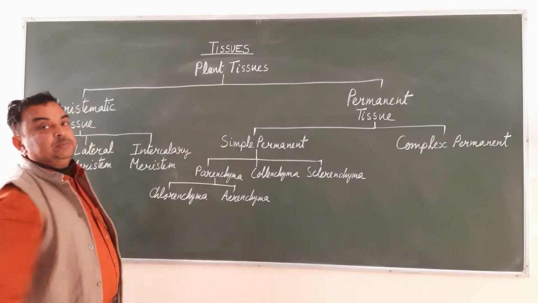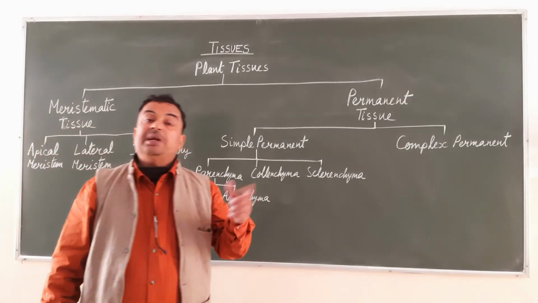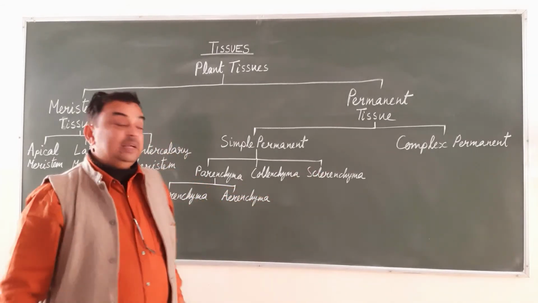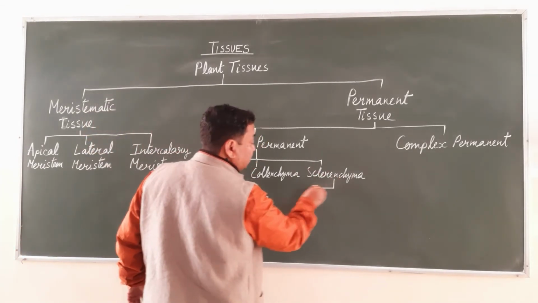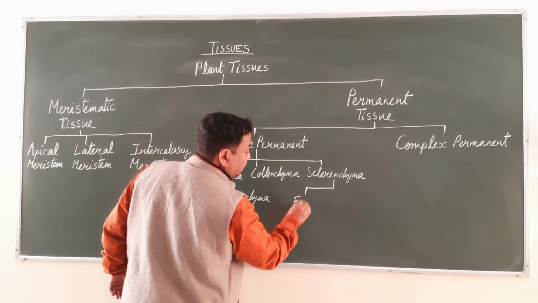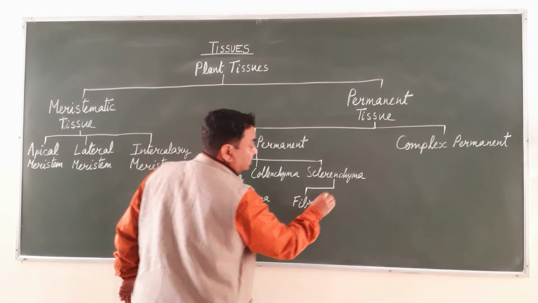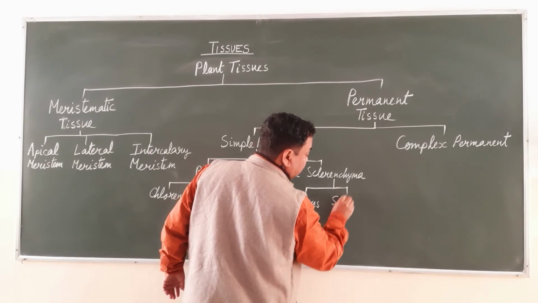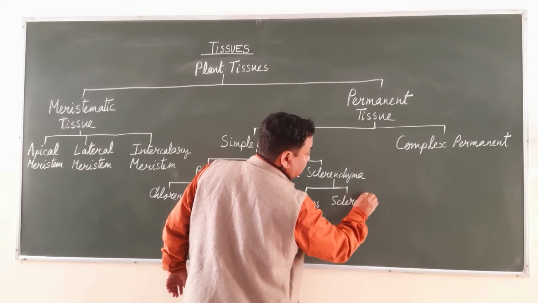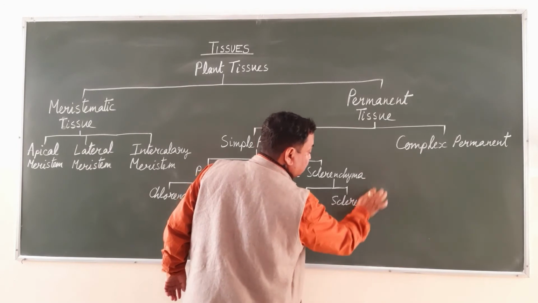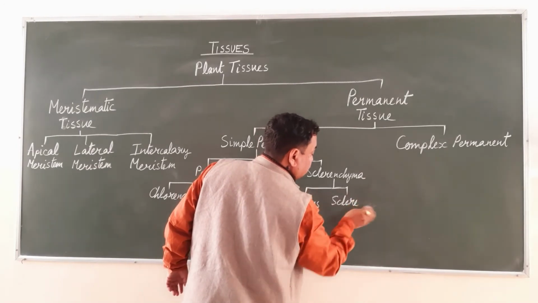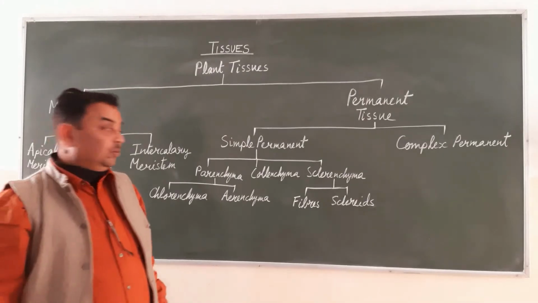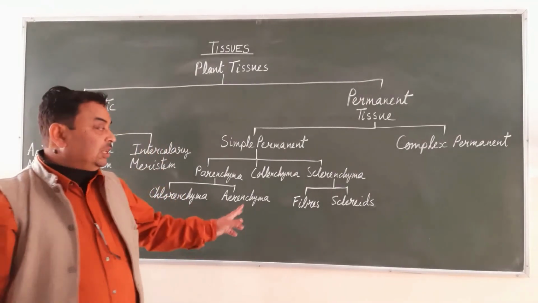Now, collenchyma is basically responsible for the flexibility in plants. Sclerenchyma is again made up of two important things. One is the fibers, and the second one is the sclereids. Okay, so these are the two categories.